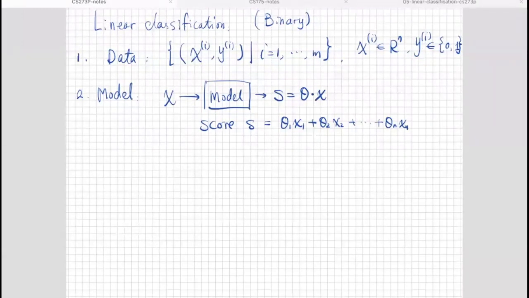Theta is our parameter here. Overall, we're going to have n parameters that we need to learn from the data set. So this is our model.